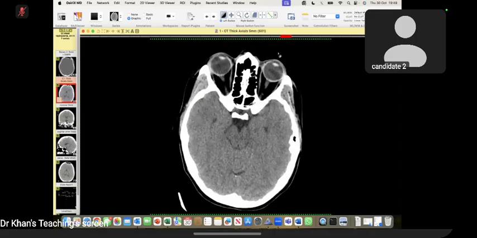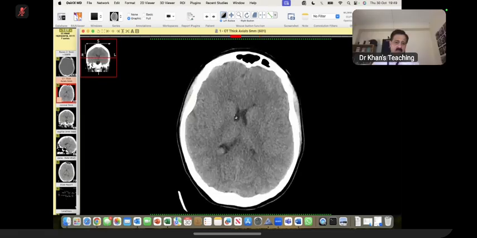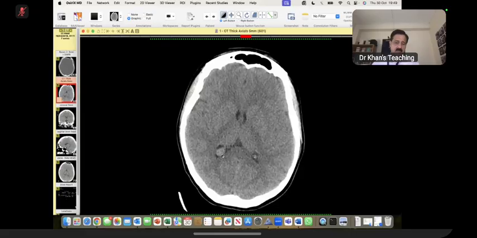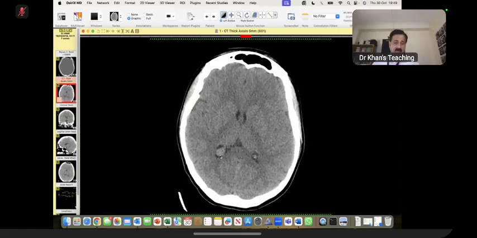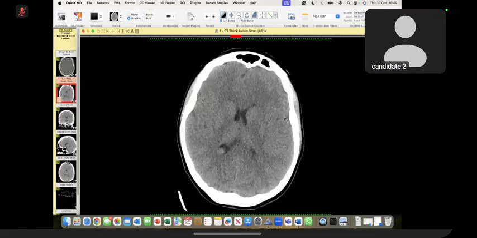The ventricles, I could not appreciate any intraventricular. Just one second. Where is this? Anatomically speaking, where is this? Sir, the lesions, high density, rounded, in focus.